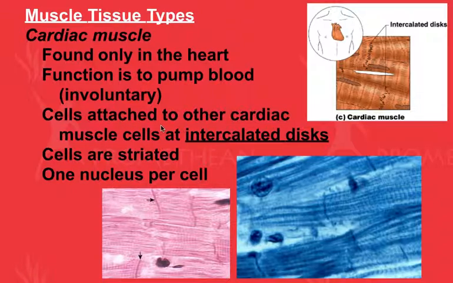These cells are going to be attached to each other in the tissue at special junctions called intercalated discs. And you can see in the little diagram here, there's little areas where the cells connect together. Those are called the intercalated discs. Cardiac muscle is also striated, so it has those stripes. And it's only going to have one nucleus per cell.